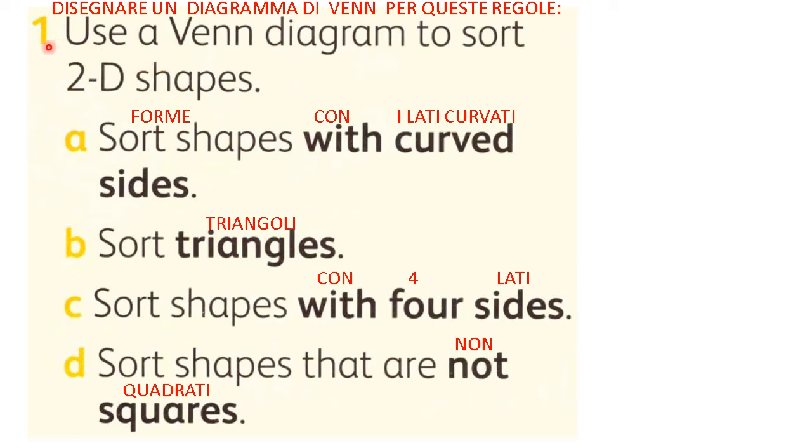Now let's read the practice panel on page 73. Use a Venn diagram to sort 2D shapes. A. Sort shapes with curved sides. B. Sort triangles. C. Sort shapes with 4 sides. D. Sort shapes that are not squares.